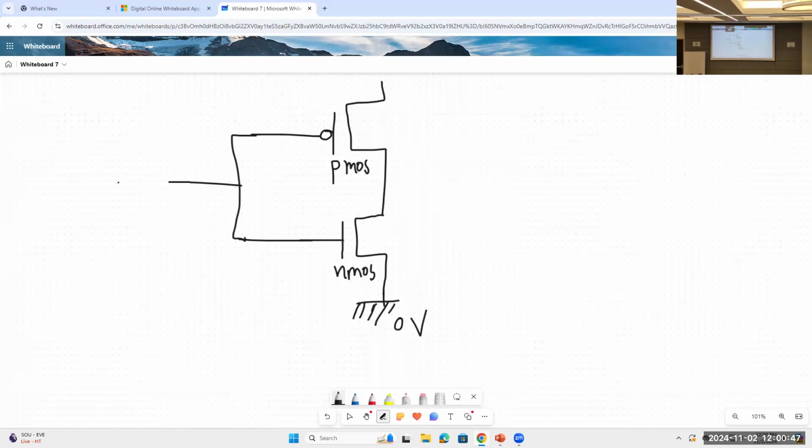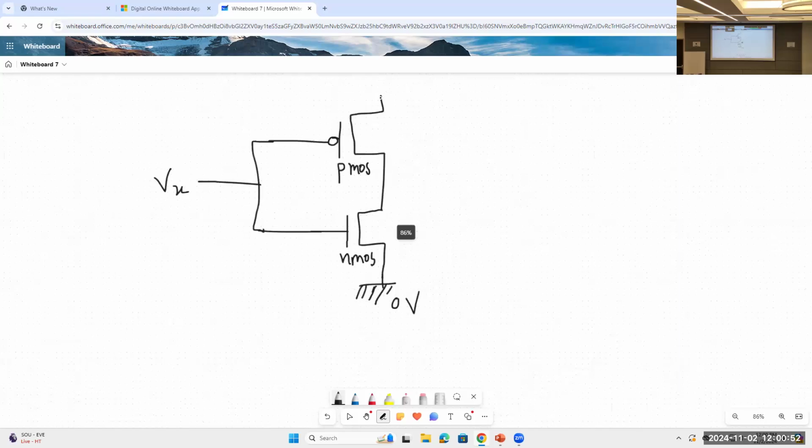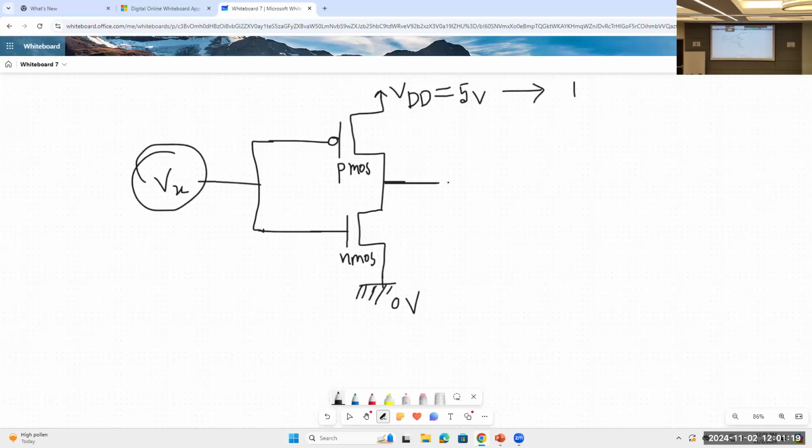And let's make an input here. So the input is V, and we have a VDD here. To simplify the case, let's write VDD as 5 volt. So this 5 volt means logical 1. Remember that? So we'll do it later maybe. Okay. So this is our input for this circuit, and this is our output.